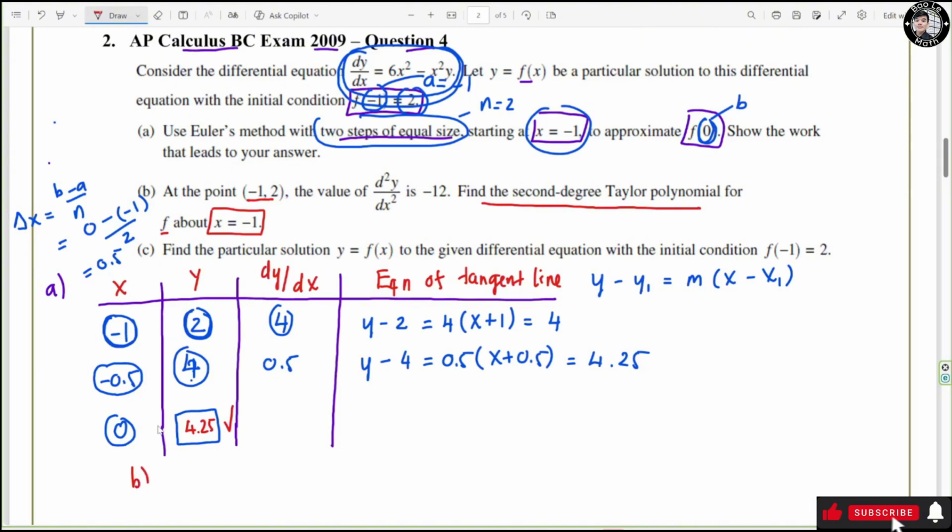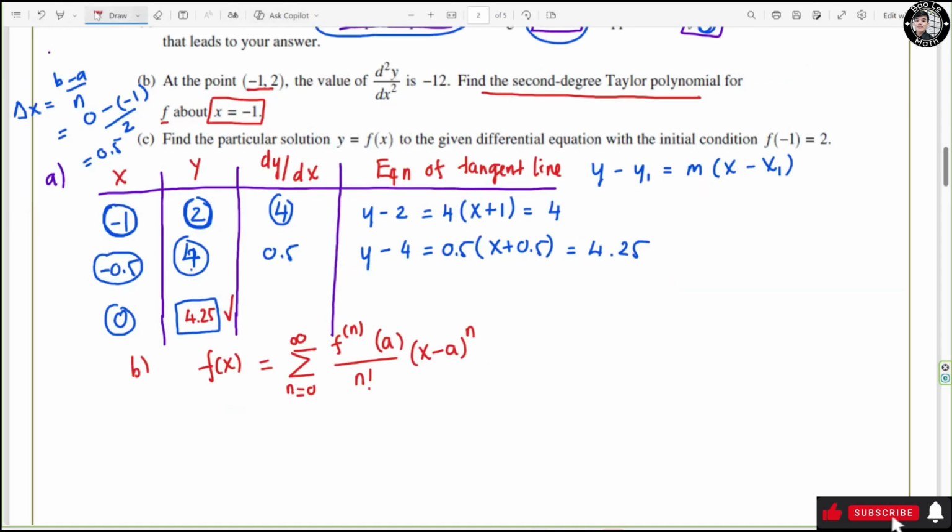Alright, so you have the Taylor series given by the formula f of x equals sigma notation of f to the n of a over n factorial times x minus a to the n, when n goes from 0 to infinity.